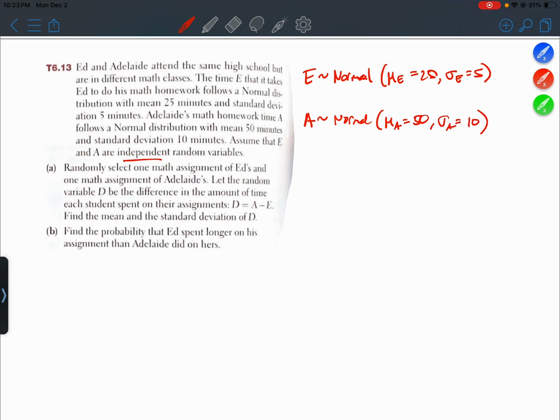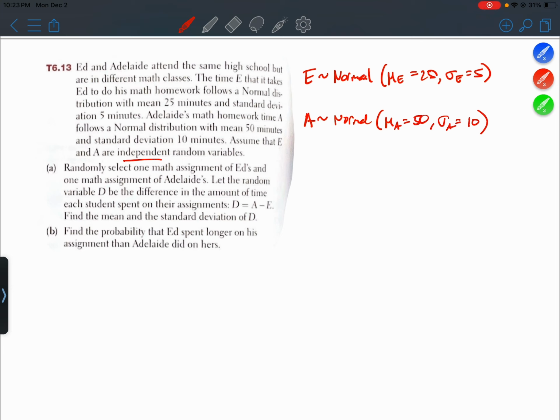All right, part A. Randomly select one math assignment of Ed's and one math assignment of Adelaide's. Let the random variable D be the difference in the amount of time each student spent on their assignment. So D is equal to A minus E. Find the mean and standard deviation of D.